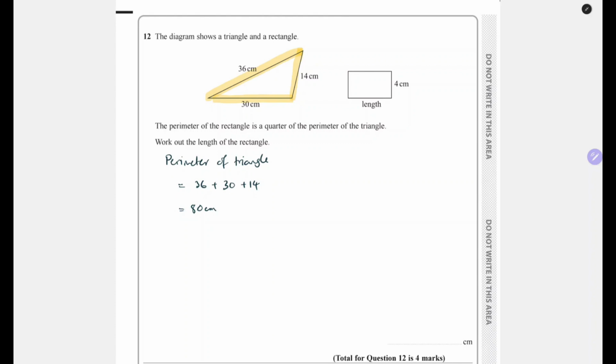Now the perimeter of the rectangle is just all sides added together. Well, this is also the side length, and this is 4 centimeters.